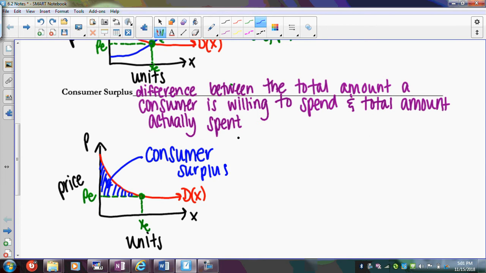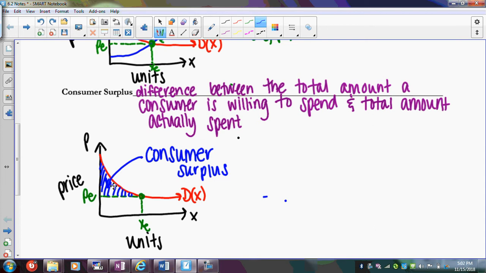So think about if you wanted to find this area, think back to section 6.1, the area between two functions. So we have d of x as one function and p sub e is just a horizontal line. So you can think of that as a horizontal function. You can think about it as y equals some number. So if you look at this, the d of x will always be greater in this region.